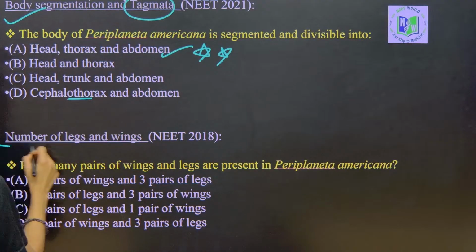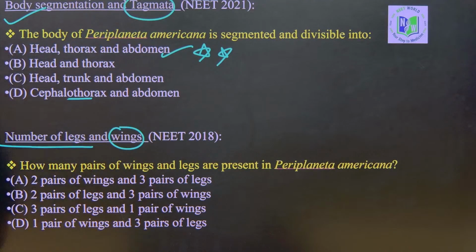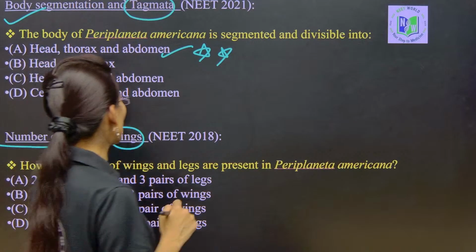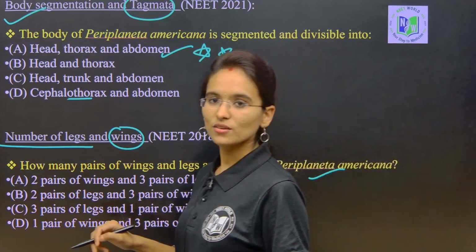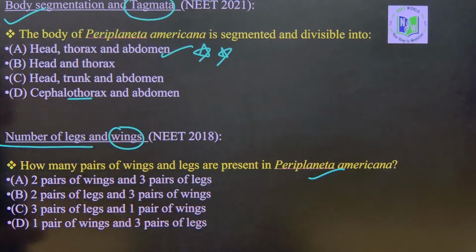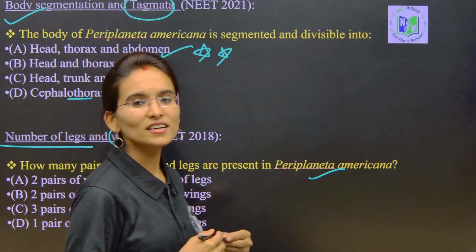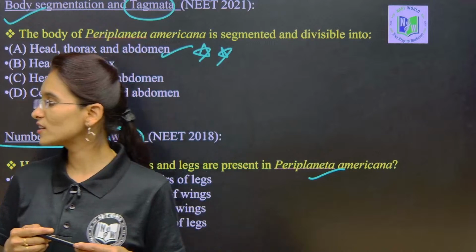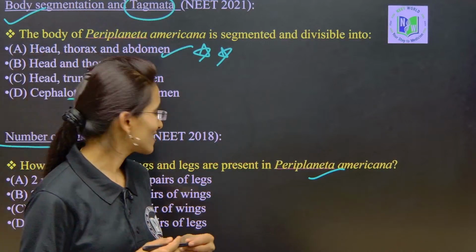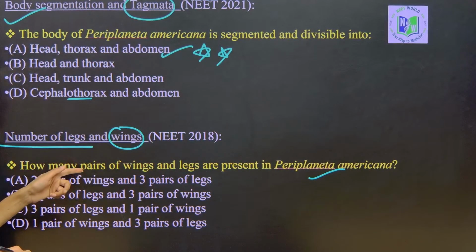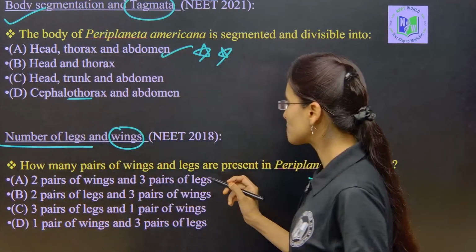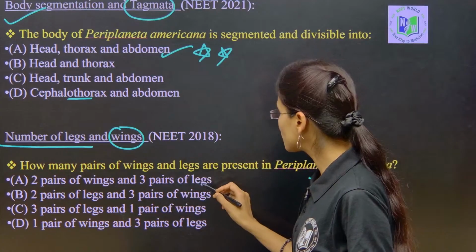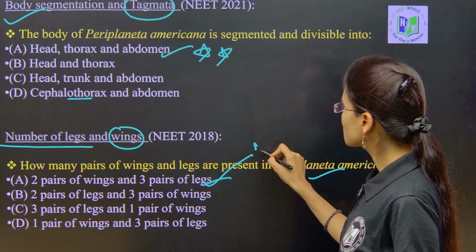Next one, number of legs and wings. This question is based on the legs and wings of Periplaneta americana. See now, how many pairs of wings and legs are present in the cockroach? How many pairs of wings can we find and how many pairs of legs? Can any one of you answer? Yes, 2 pairs of wings and 3 pairs of legs. Do you think this option is true? Yes, absolutely, this is the right answer.